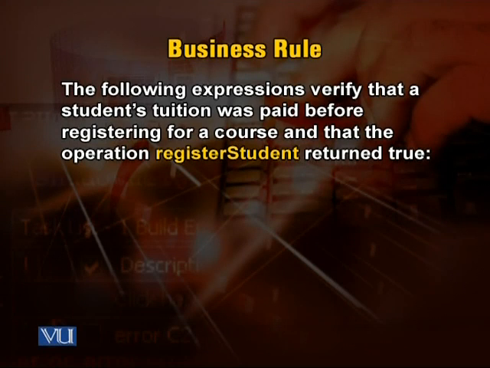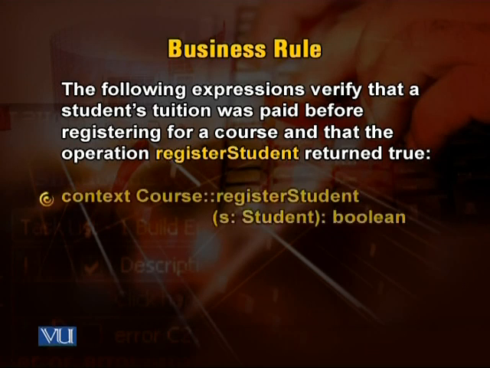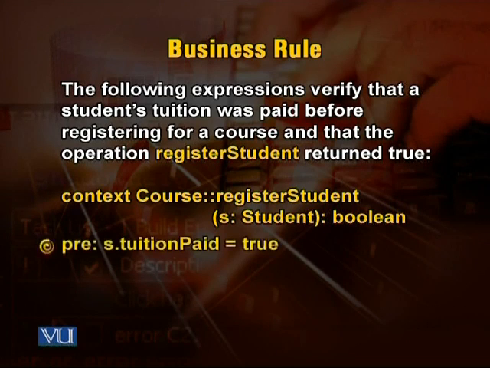How do we specify that? We say course, registered student, S is the student that we are talking about, and this is going to return Boolean, and the precondition for that is S dot tuition paid is equal to true.